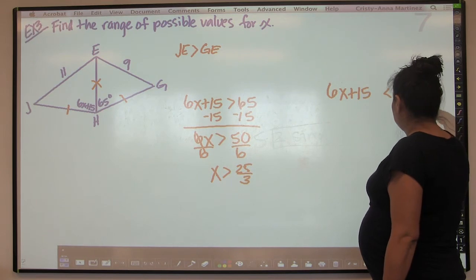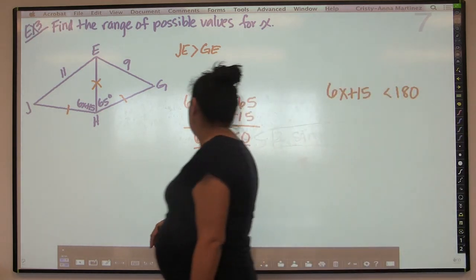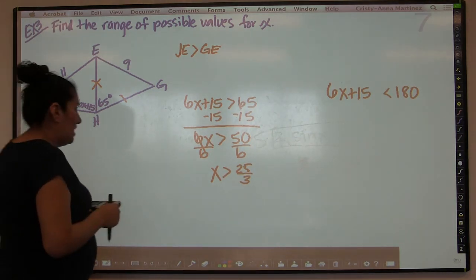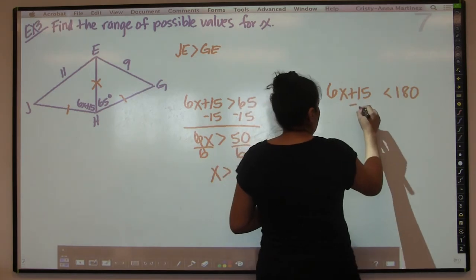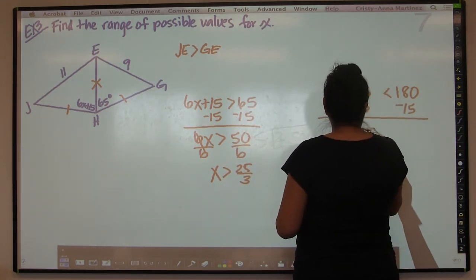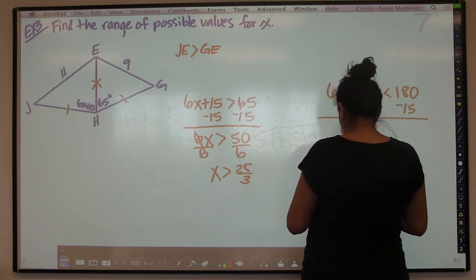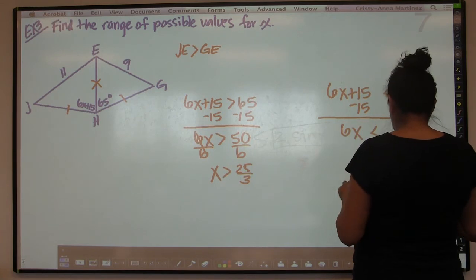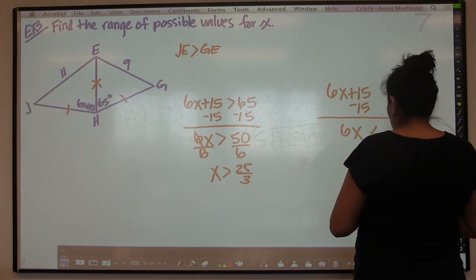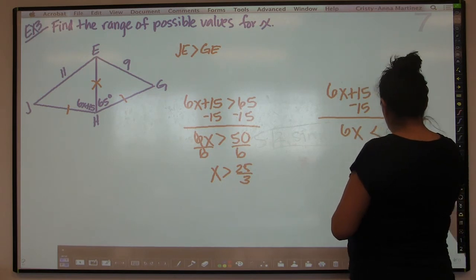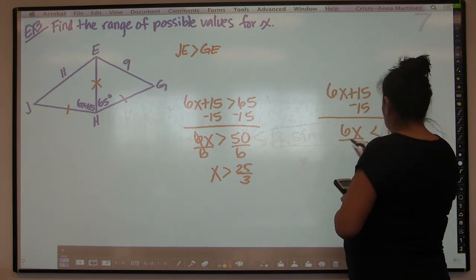So not only does 6x plus 15 have to be greater than 65, 6x plus 15 also has to be less than 180. And so then we solve that inequality. And that's how we get our range of values. Because when you talk about a range, you're supposed to have two boundaries, two numbers that the value should be between. And so we have our first number over here, and we're going to get our second as soon as we finish this little guy.